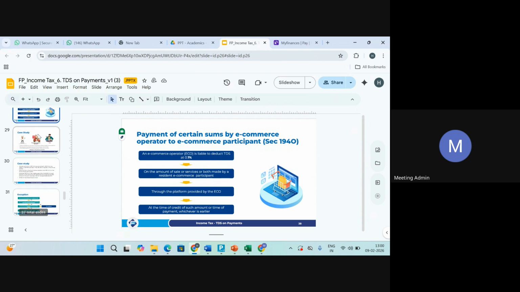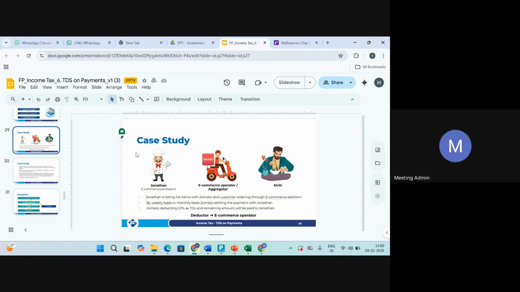So you'll be understanding clearly. If I show this, you can see that case study. Jonathan will be the e-commerce participant, because you'll already be aware of this. If you are dealing with e-commerce, the supplier will be a separate person.